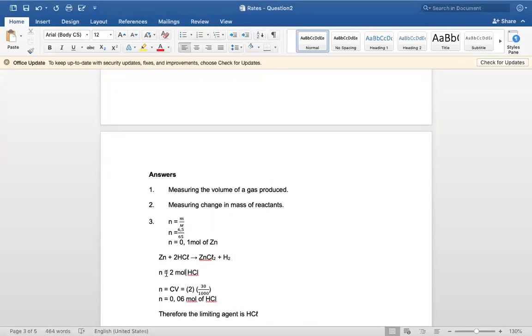So the number of moles of HCl. You don't need this part, you can even take this part out. The number of moles of zinc is 0.1, the number of moles of HCl will be 0.06. So therefore, we can see that the HCl is the limiting reagent. How did they get that? How did they get that, anybody?